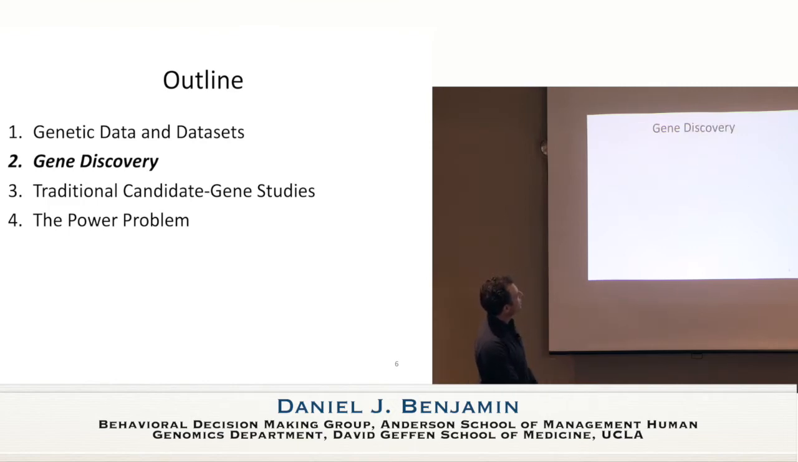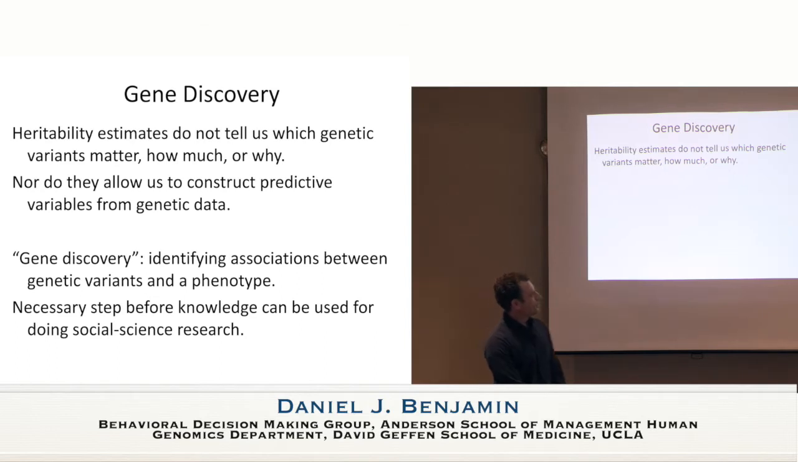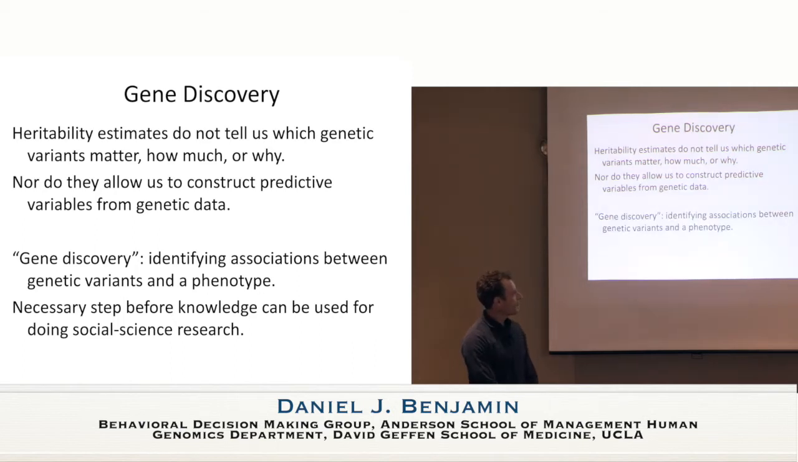Okay, so gene discovery. We've talked about heritability estimates, but they don't tell us which genetic variants matter, or how much they matter, or why they matter. They don't allow us to construct the polygenic indexes that we can use in other data sets. So gene discovery is the process of identifying associations between genetic variants and a phenotype, and it's a necessary step before we can apply genetics in social science research.